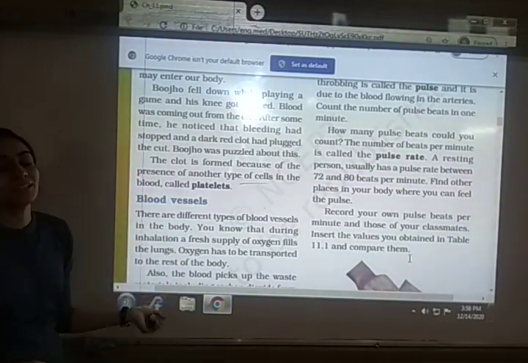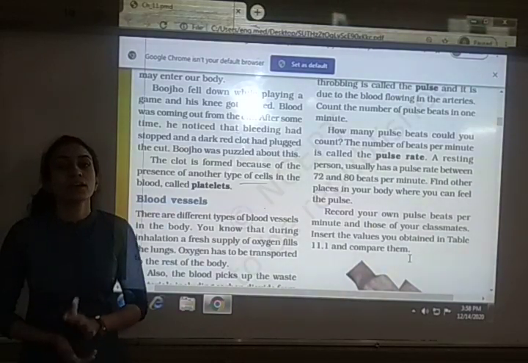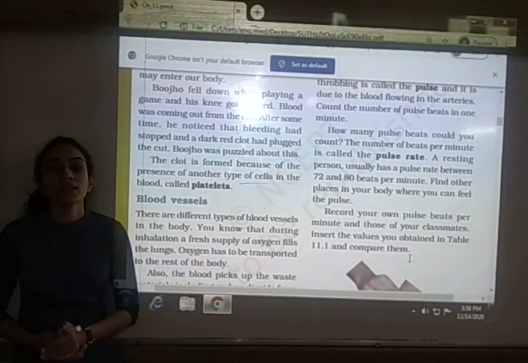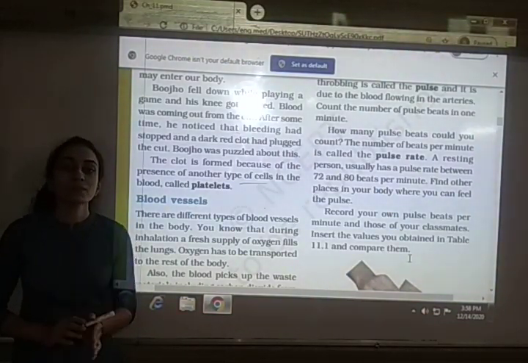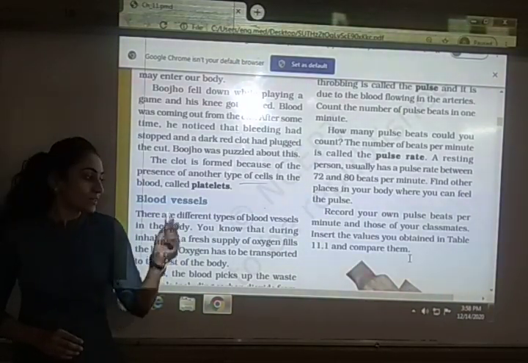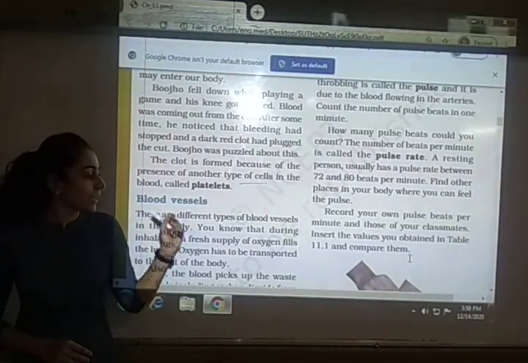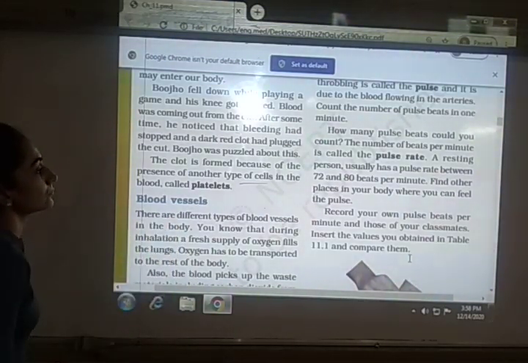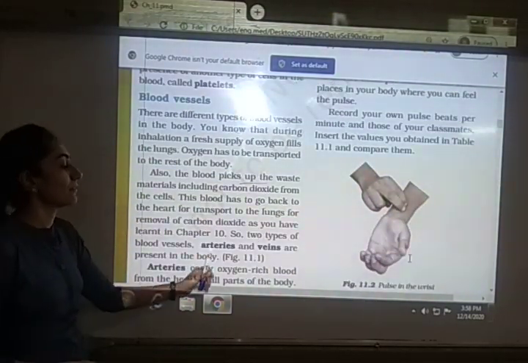Then we saw blood vessels as another part of the circulatory system. Blood transports these different substances in our body, so in which medium does this blood move from one part of the body to the other? That medium, or vessel, is known as the blood vessels. In that we saw the different kinds of blood vessels, first arteries and veins.